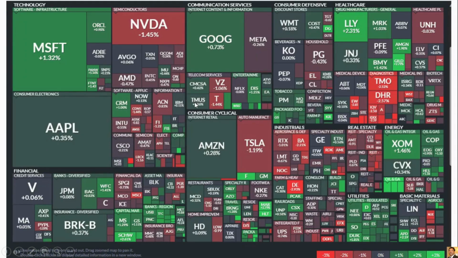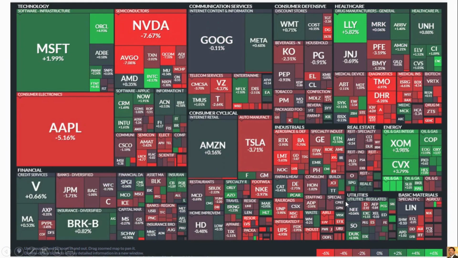And this is the Friday heat map. You can see most of them are in gray, very few are in green. Utilities are starting to bounce back. I'll show the utilities chart in this session, and this is the one I'm very interested in right now.